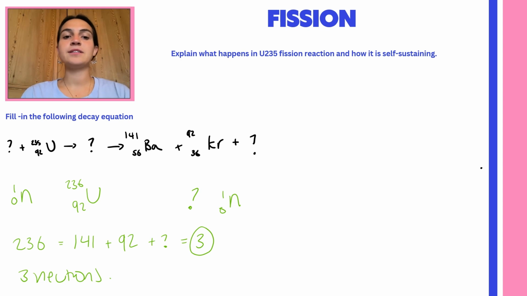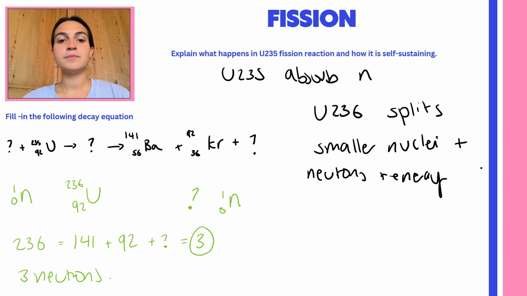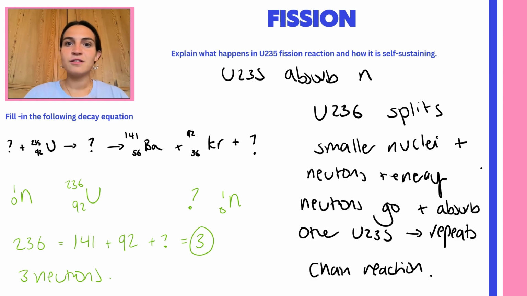Okay, explain what happens in a U235 fission reaction and how it's self-sustaining. So, as we said, uranium 235 absorbs a neutron, becomes uranium 236, which is unstable, so it decays and splits into smaller nuclei, plus a few neutrons, plus releasing some energy. Then those neutrons go on to be absorbed by other uranium 235 atoms, and the whole thing repeats, so you get this chain reaction or this self-sustaining reaction.